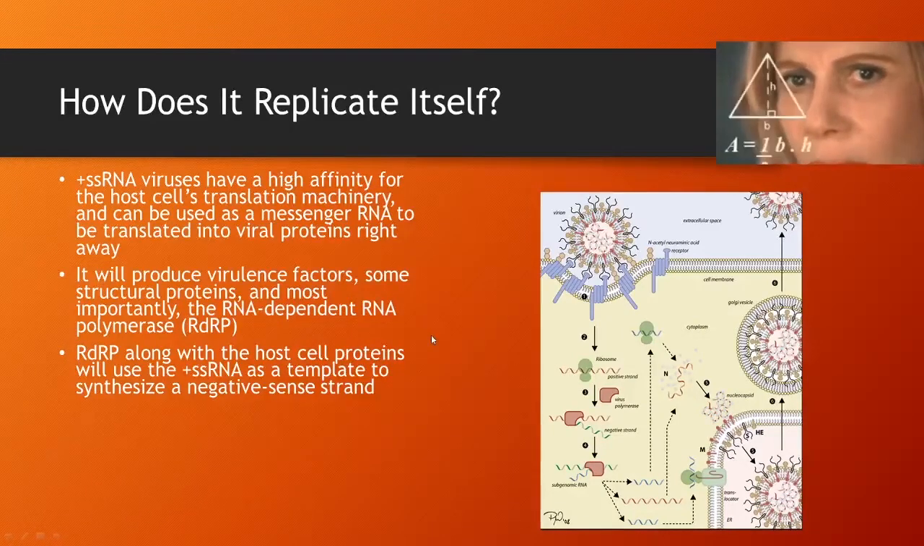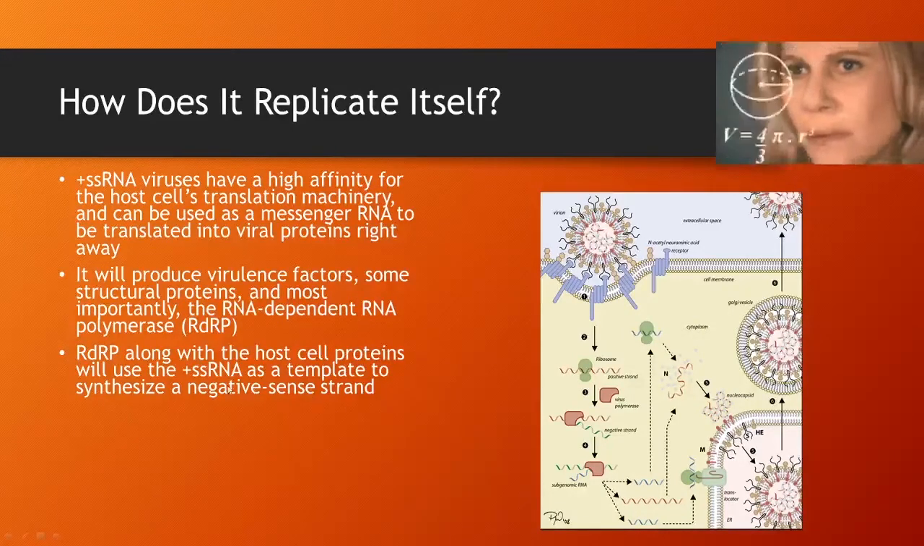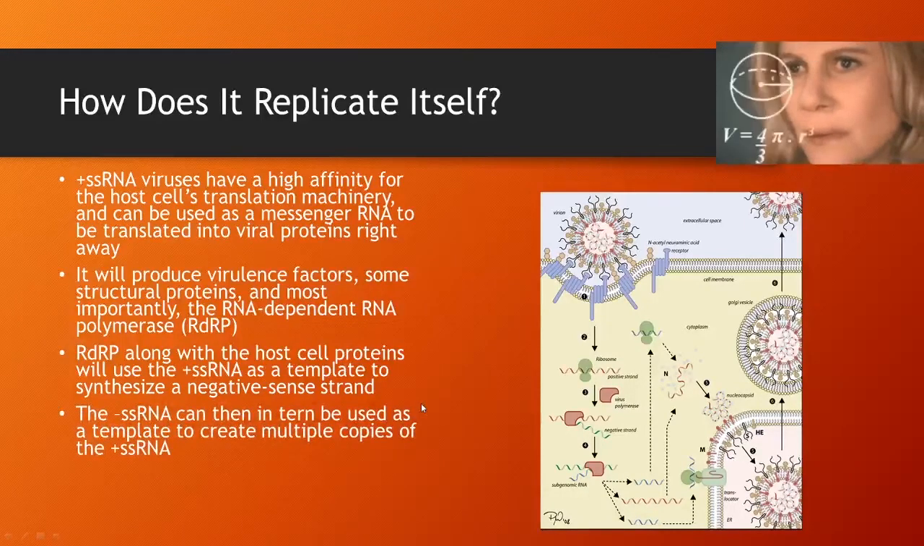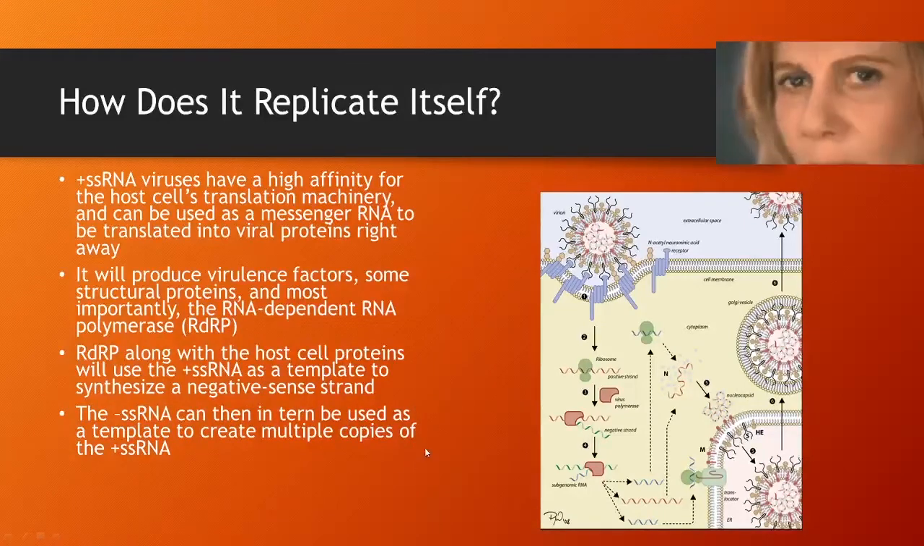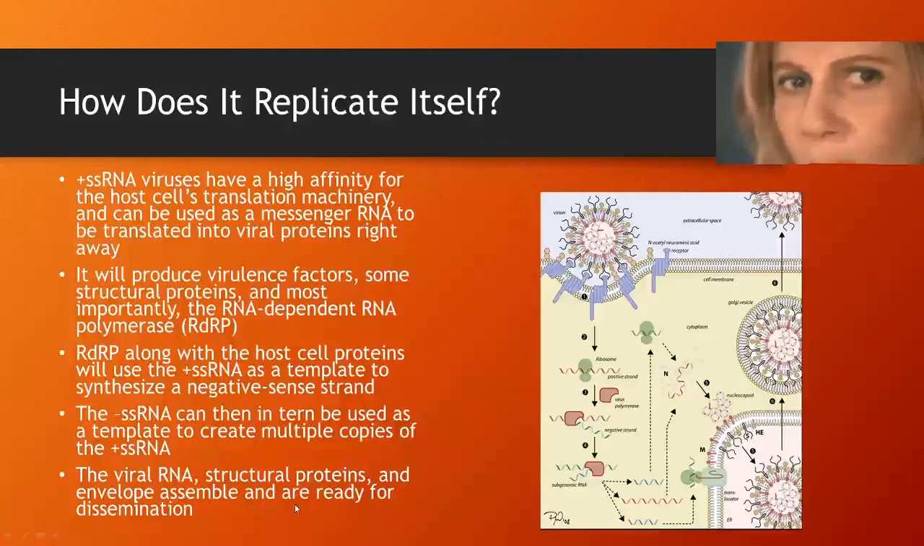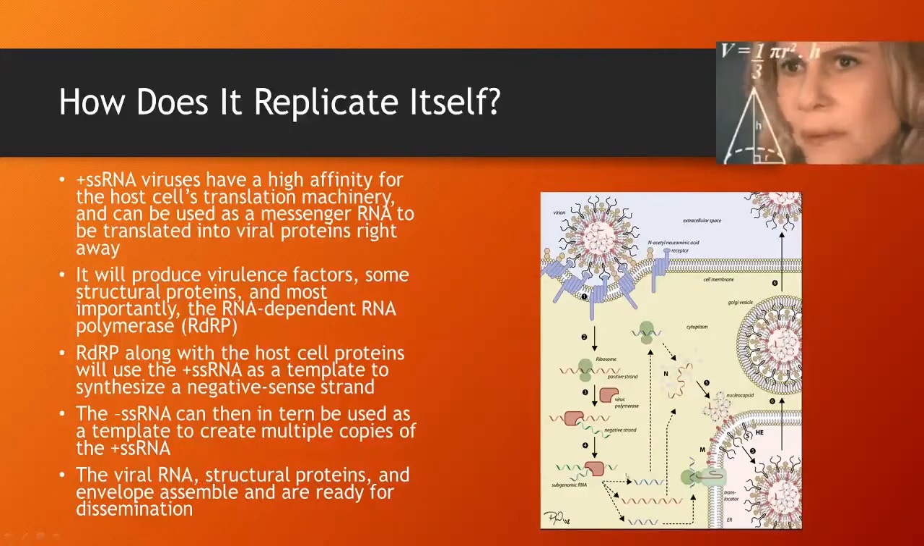Now, the RdRp, along with the host cell proteins, will use the positive as a template to synthesize the negative strand. I already explained that. And the negative sense can then, in turn, be used to make more positive sense. I already explained that as well. The viral RNA, structural proteins, and envelope assemble and are ready for dissemination.